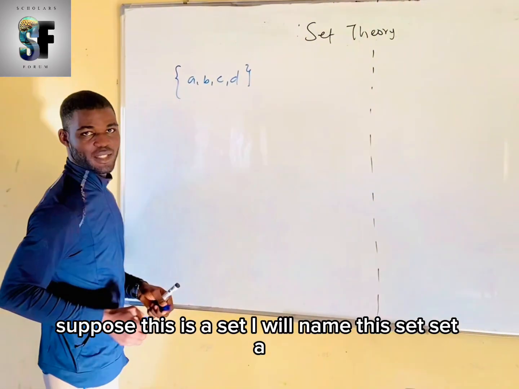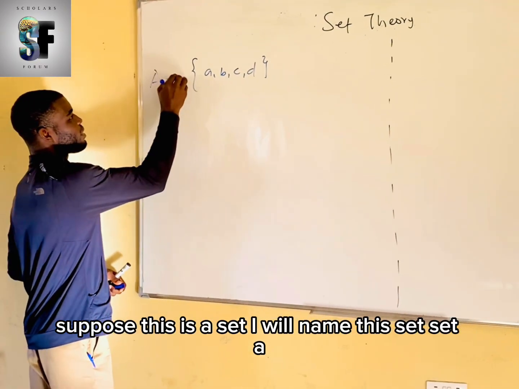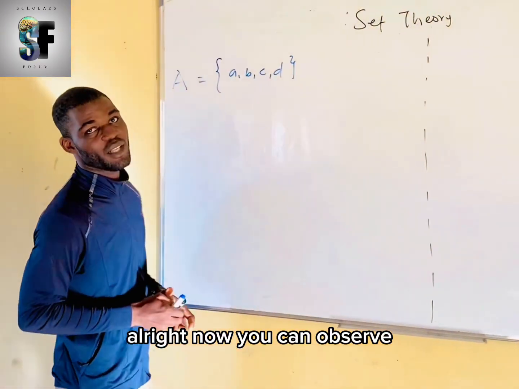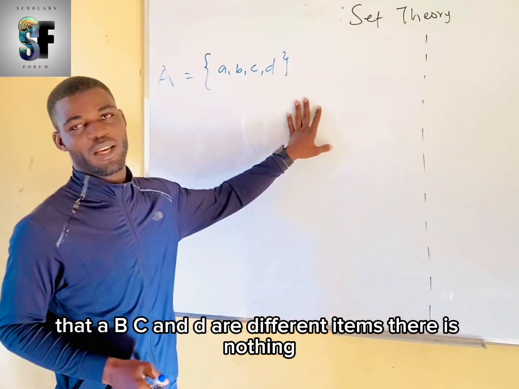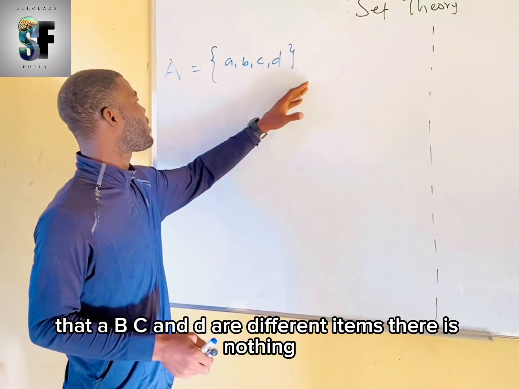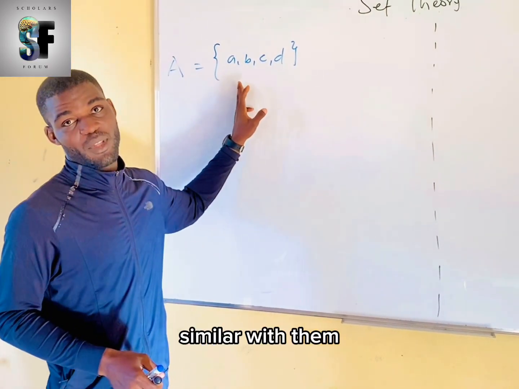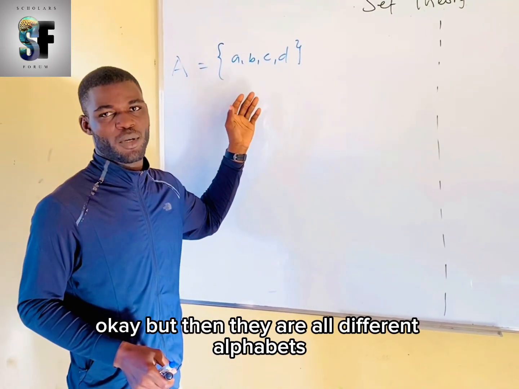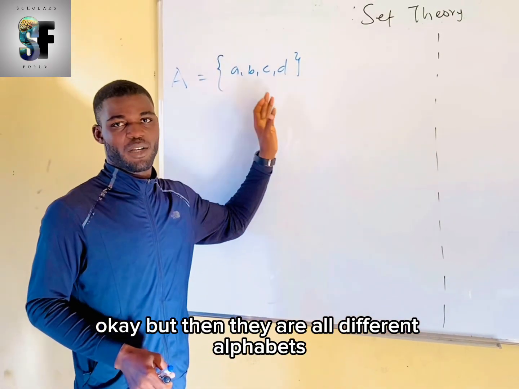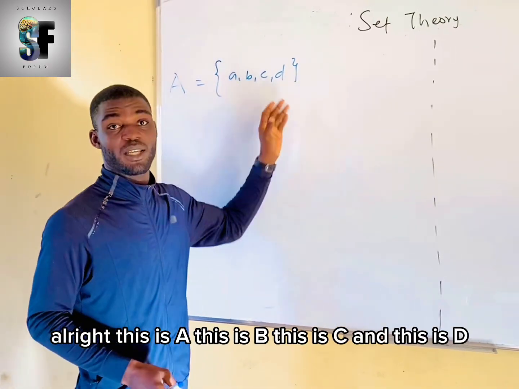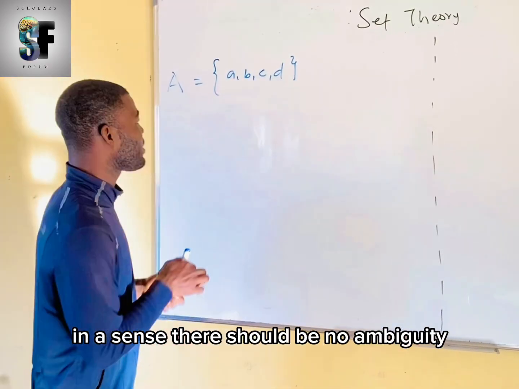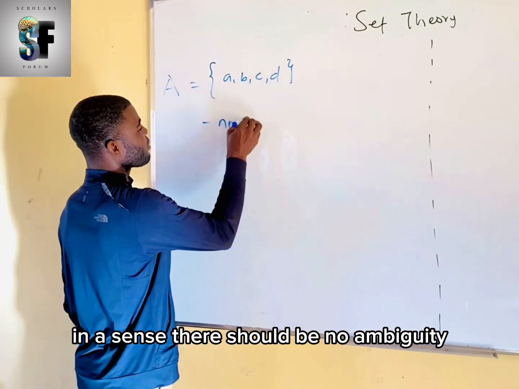Suppose this is a set. I will name this set A. Now you can observe that A, B, C, and D are different items. There is nothing similar between them, except for the fact that they are all alphabets, but they are all different alphabets. This is A, this is B, this is C, and this is D. In a set, there should be no ambiguity.